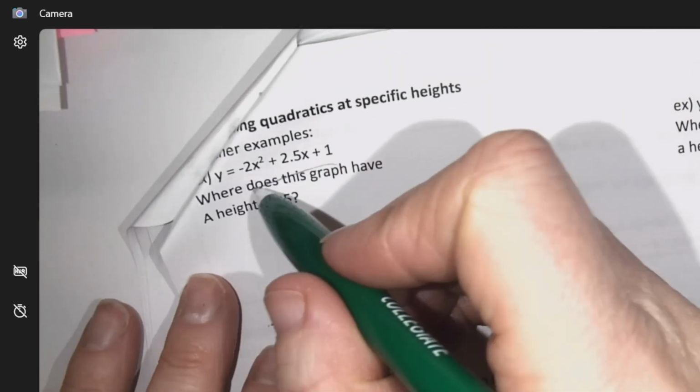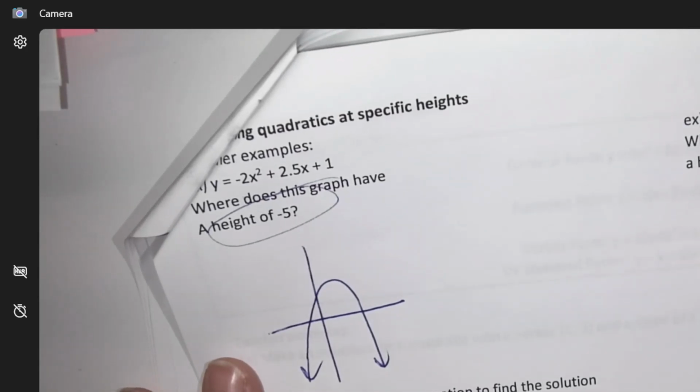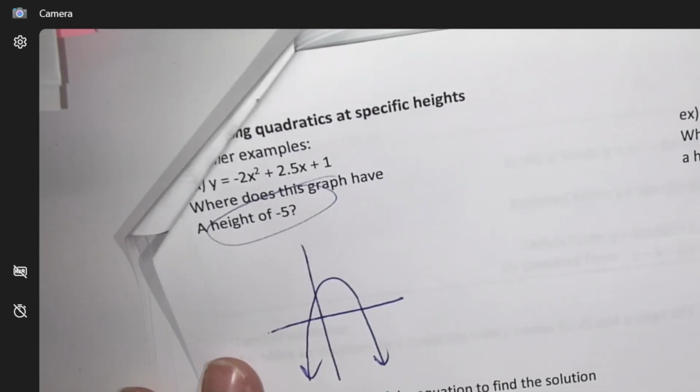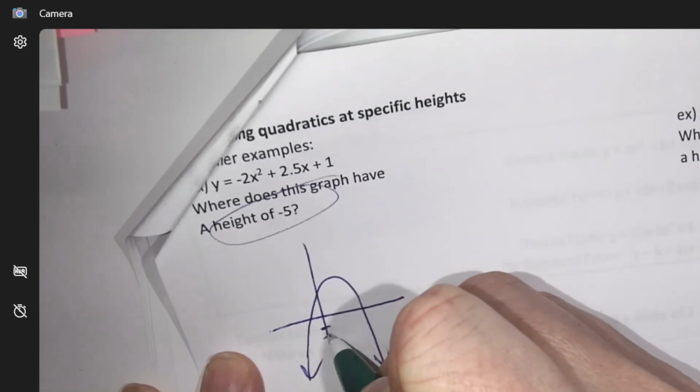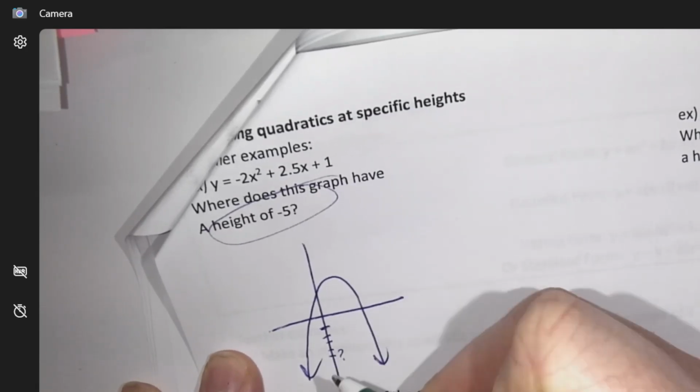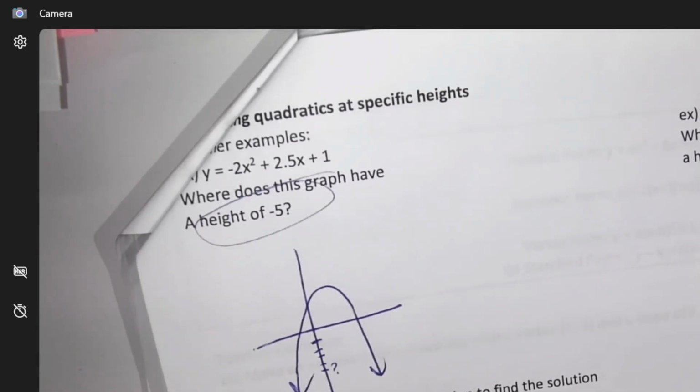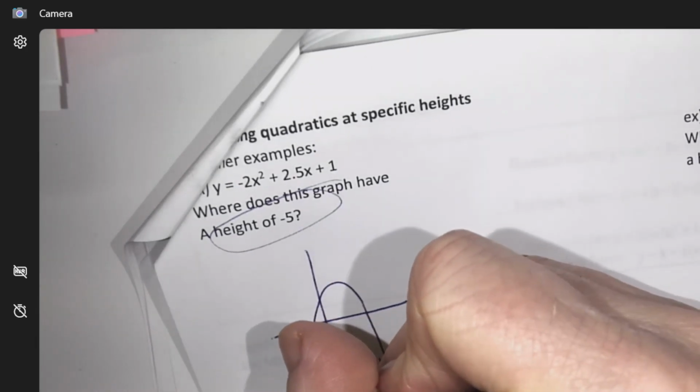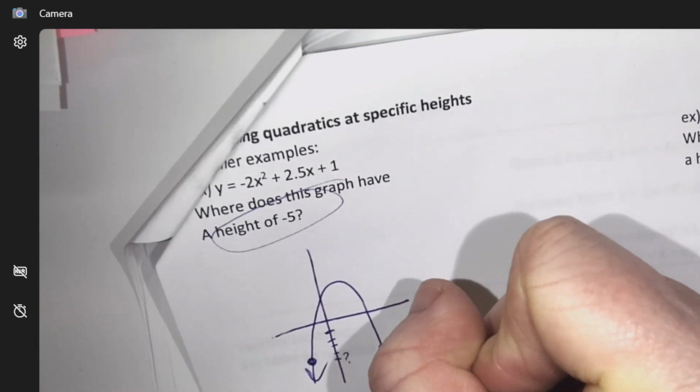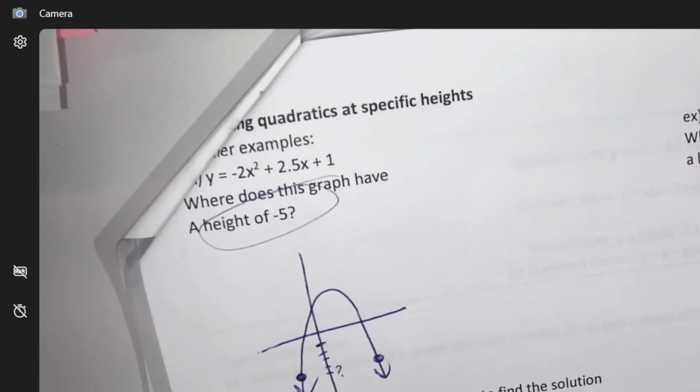Okay, where does it have a height of -5? So what am I looking for? I'm looking for where it would have this height. I can see that right here and right here, the height would be -5.